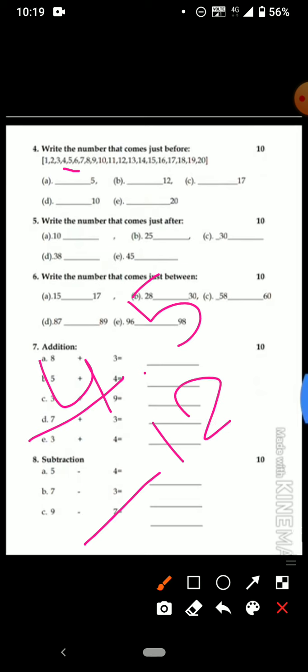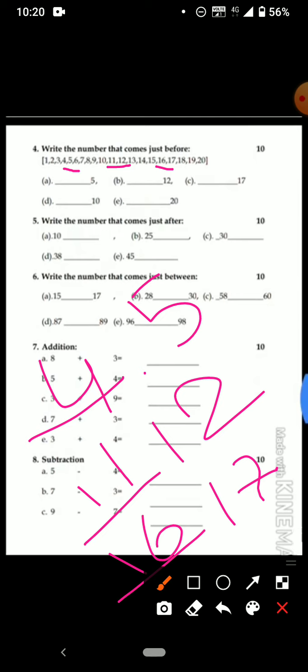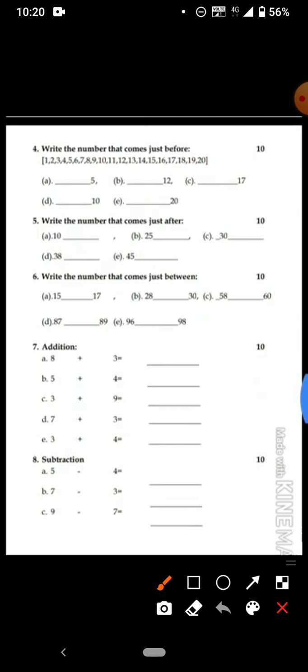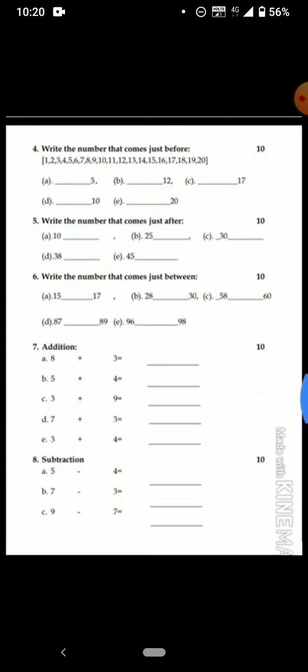Dash 12, the answer is 11. Dash 17, yes, 16. Next, dash 10, here 9. Dash 20, the last one, 19. Okay, next one.